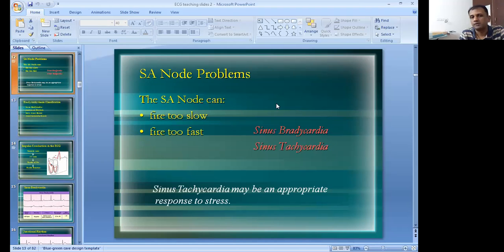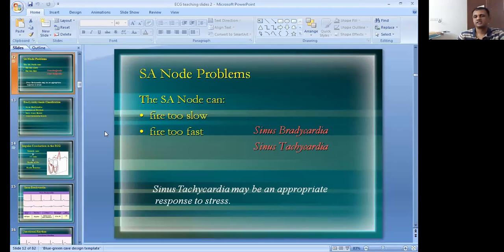In bradyarrhythmias and tachyarrhythmias, the problem can occur in the cardiac pacemaker, the SA node, or further down, in the AV node or in the bundle branches. How do we know whether the problem is in the SA node? How to diagnose on ECG, I will tell you in a few minutes. Broadly, if there is any problem from the sinoatrial node, it can be firing at a faster pace or a slower pace. If it's fast, it's tachycardia. If it's slow, it's bradycardia.